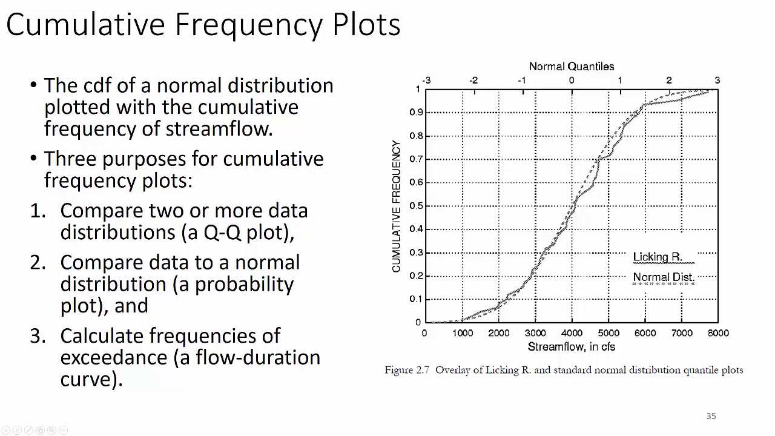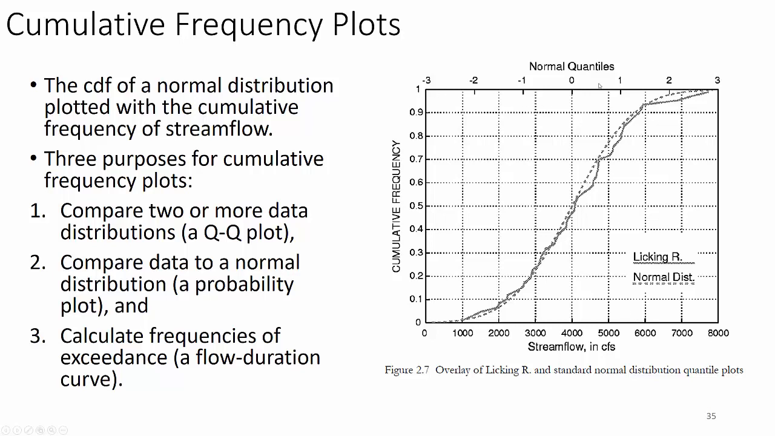So you can see that 90% of the data are less than this point, which means only 10% of the data are greater than this point. So this point would be somewhere in the 5,700 cubic feet per second range. So Licking River, I can say that 90% of the flows are less than 5,700 cubic feet per second for this period of record. You see how powerful that is?